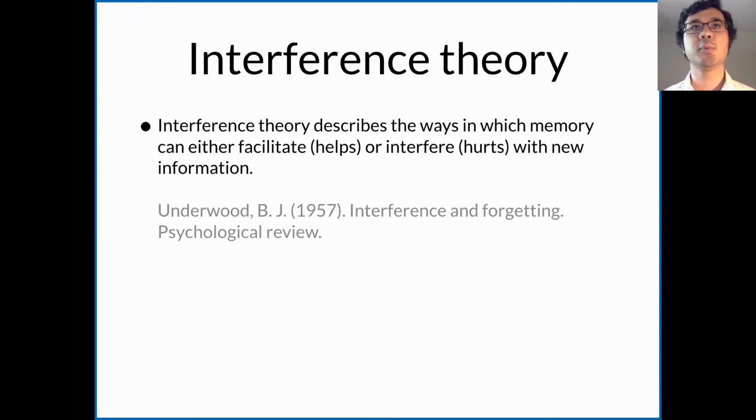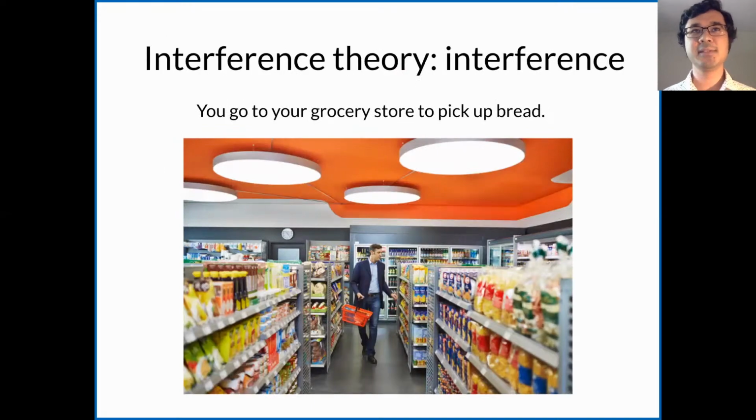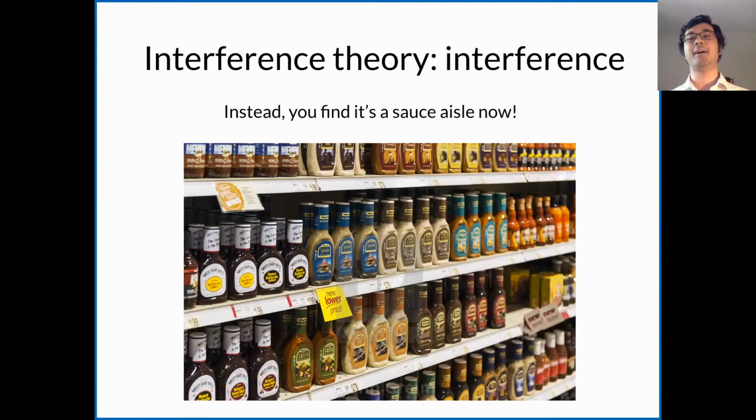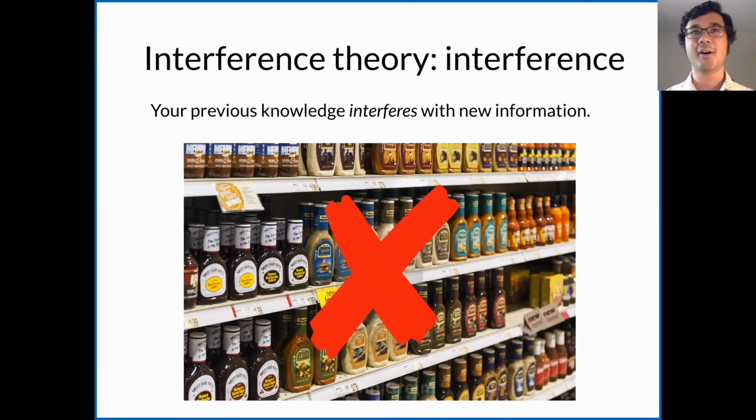So we turn to a popular theory in neuroscience and psychology called interference theory, which basically describes the ways in which memory can either facilitate or interfere with new information. But what does that mean? I'll give you an example. Let's say you go to the grocery store to pick up some bread. You walk to the familiar location for that bread, but all of a sudden, it turns out that it's a sauce aisle now. Your previous knowledge no longer works and interferes with this new information.